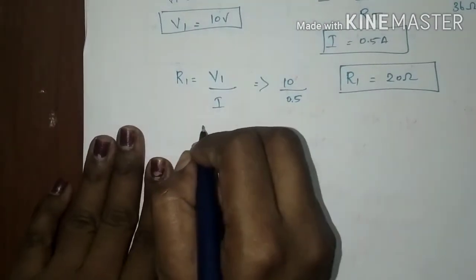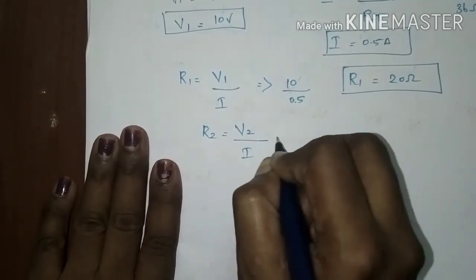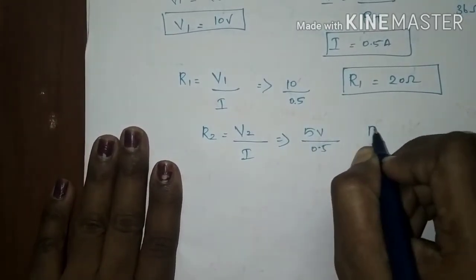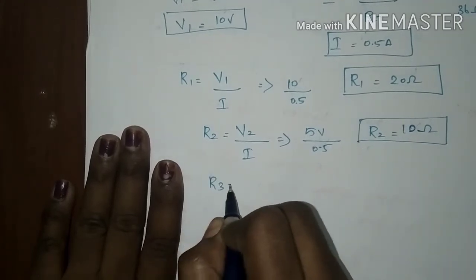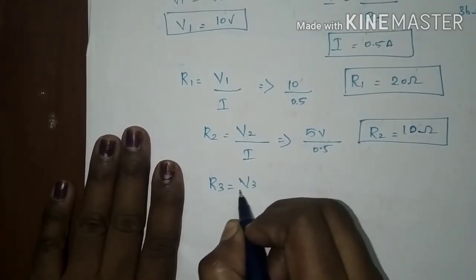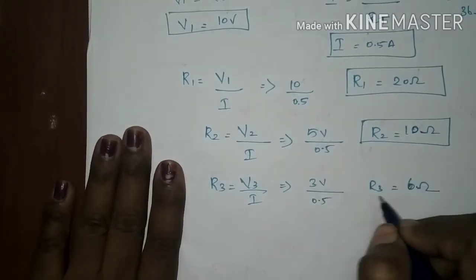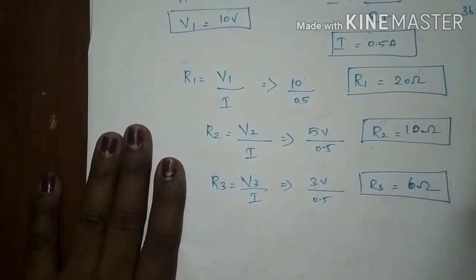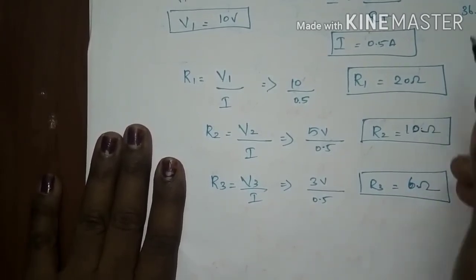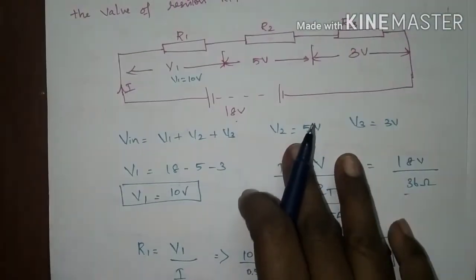Now we have to find the value of R2. R2 is equal to the potential difference across R2 divided by I. 5 volt divided by 0.5, we will get the value of R2 as 10 ohm. And the value of R3. R3 could be found by V3 divided by I. V3 is 3 volt. 3 divided by 0.5. The value of R3 is 6 ohm. So if you sum up, the total value would be 36. 20 plus 10 is 30, 30 plus 6 is 36. They have given this in the problem itself. Your answer is right.